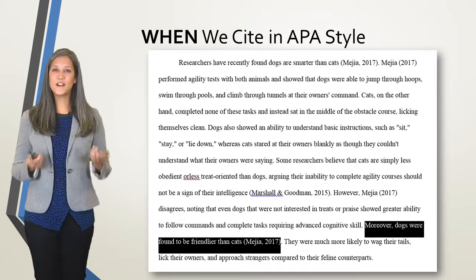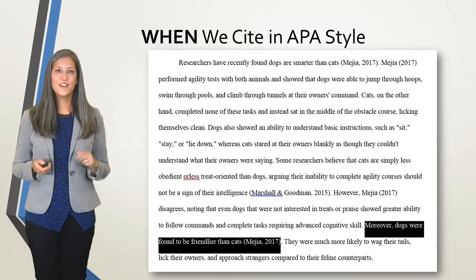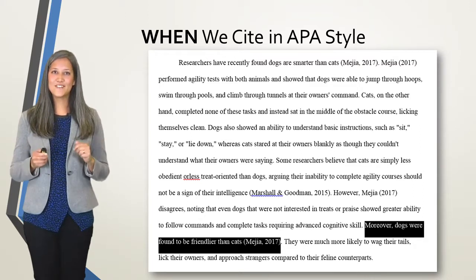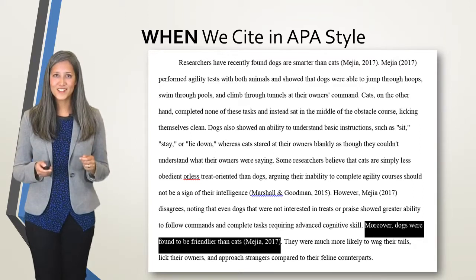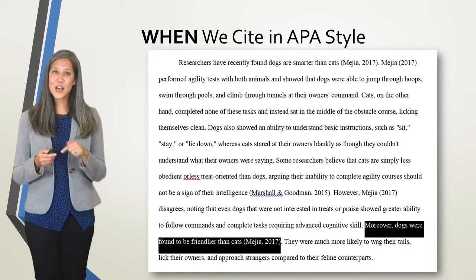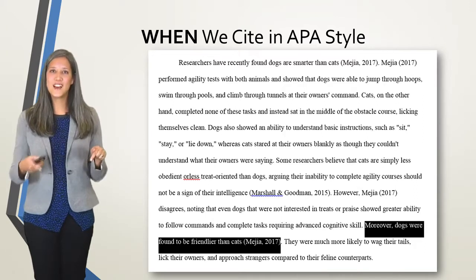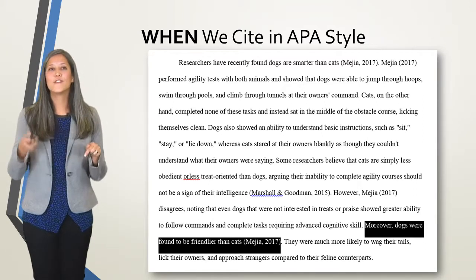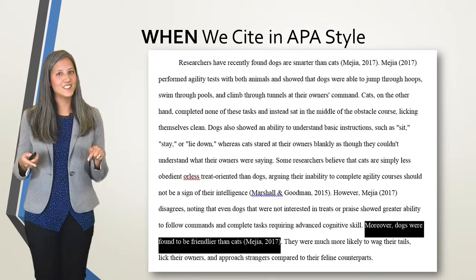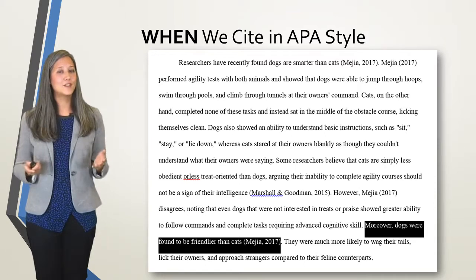Moreover, dogs were found to be friendlier than cats, Mejia, 2017. The reason I cite Mejia 2017 again at this point is that I'm now mentioning a new idea. So it actually comes from the same source, Mejia 2017, but it's shifting ideas, now referring to the friendliness of the animals, not their intelligence. So I'm going to cite Mejia 2017 again since it's a brand new idea.